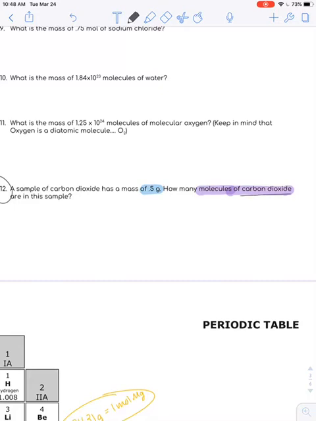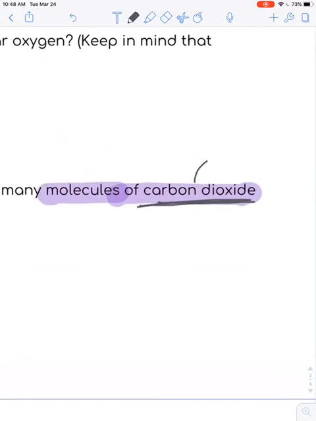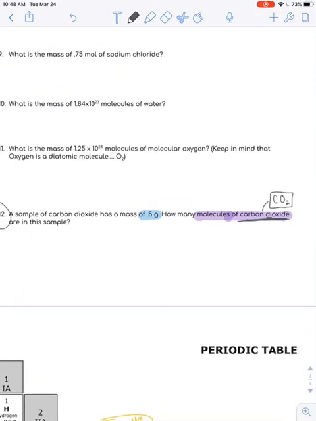So carbon dioxide is what we're dealing with, and hopefully we can remember how to write the formula for carbon dioxide. So remember, this is a covalent compound, which means we have a non-metal and a non-metal. So we have carbon and oxygen. And since we have this di in front of the oxygen, that does mean that we have two oxygens. So the chemical formula that we're using is CO2, and that is going to matter in this example. So we have a sample of carbon dioxide with a mass of 0.5 grams. So I'm going to go ahead and start setting up this T-chart.